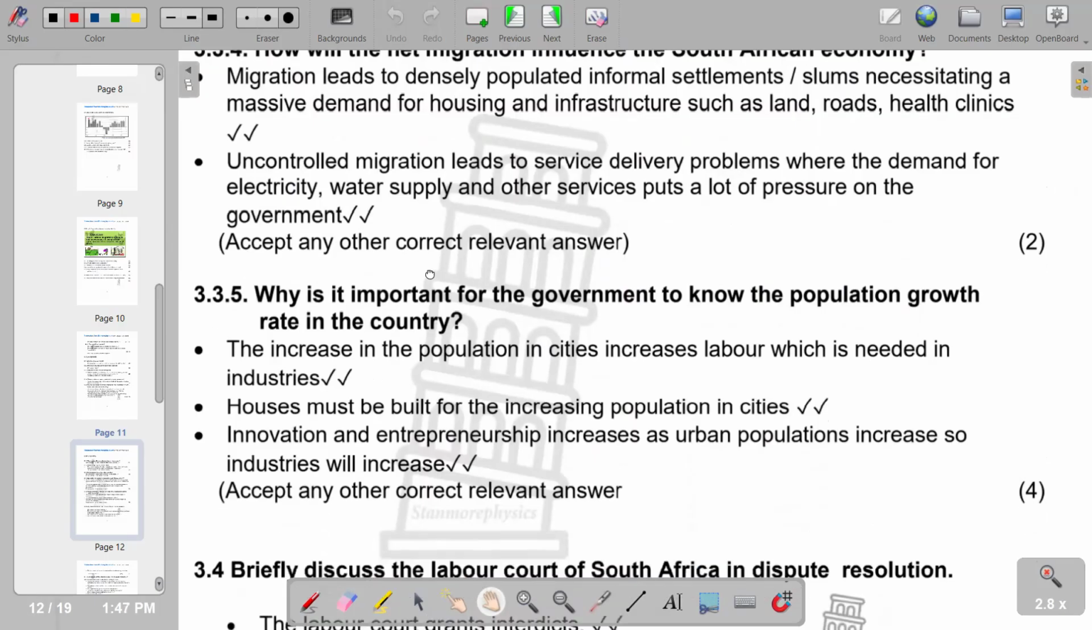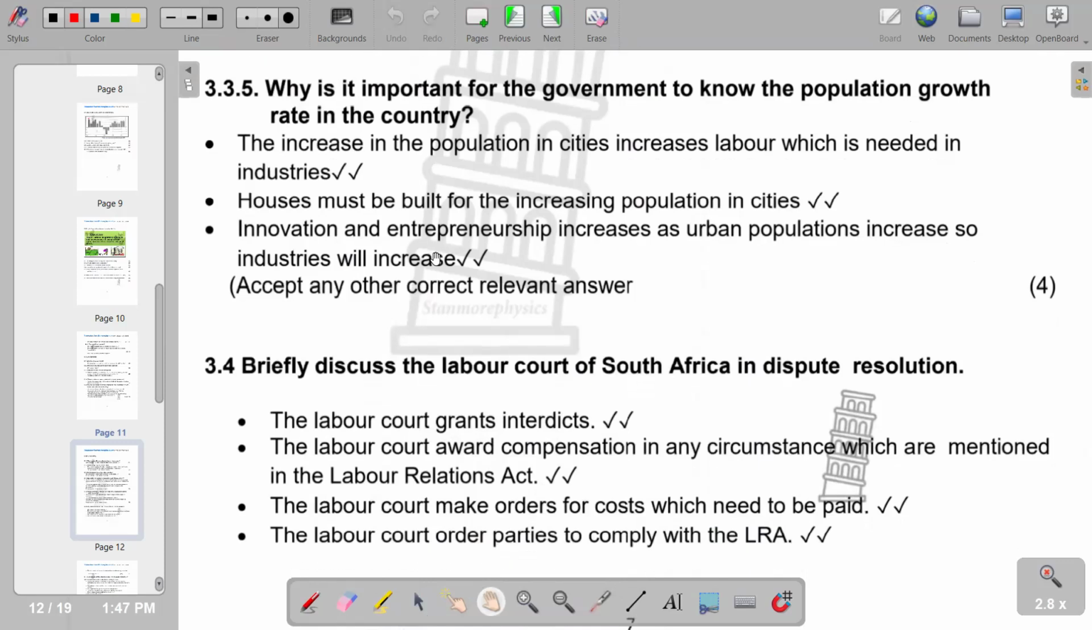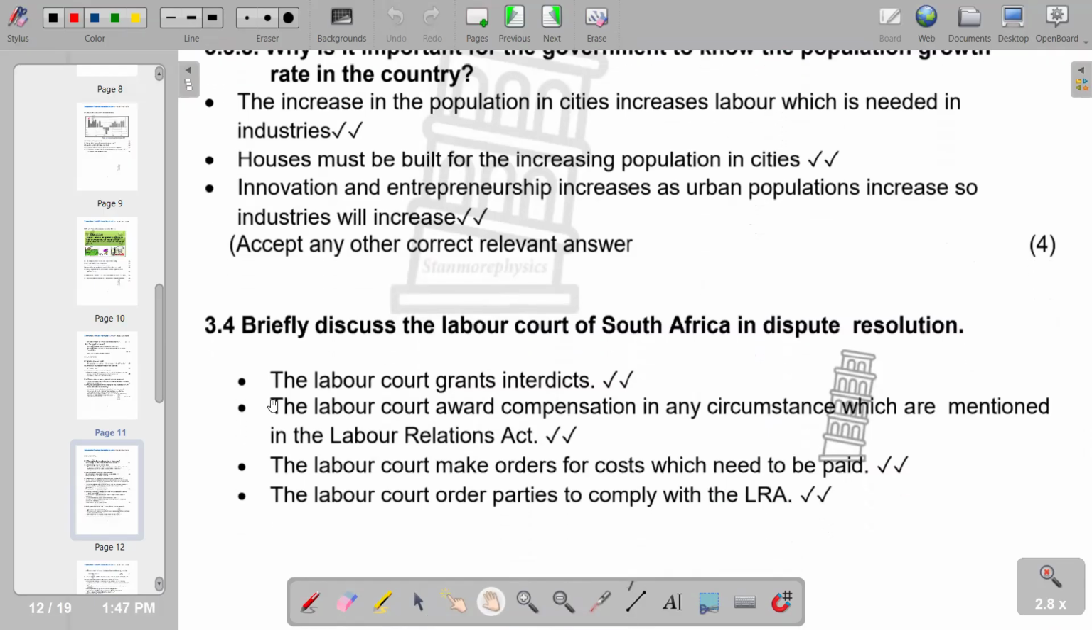Then on 3.4: briefly discuss the Labor Court of South Africa in dispute resolution. The Labor Court grants interdicts. The Labor Court awards compensation in any circumstances which are mentioned in the Labor Relations Act. The Labor Court makes orders for costs which need to be paid. So that's what we have for 3.4.